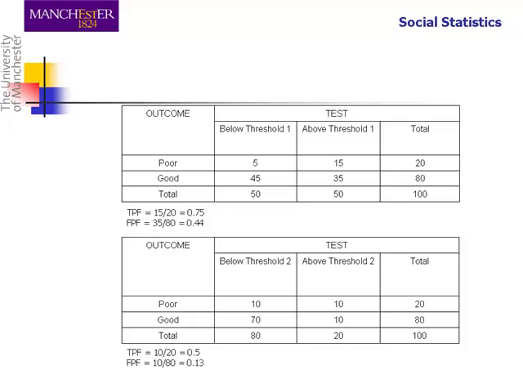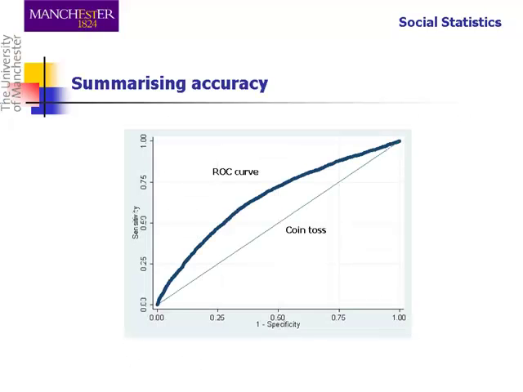So how do we represent this information? How do we represent these different kinds of cutoff points and these different probabilities of making mistakes? And this is where we see something which is a receiver operating characteristic. This is how we can summarize our accuracy.